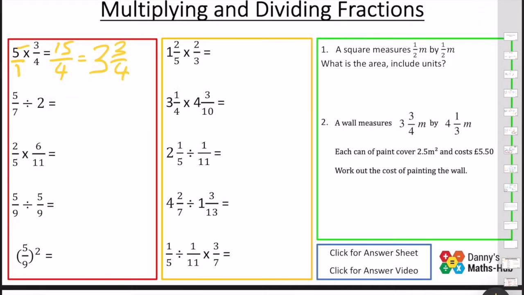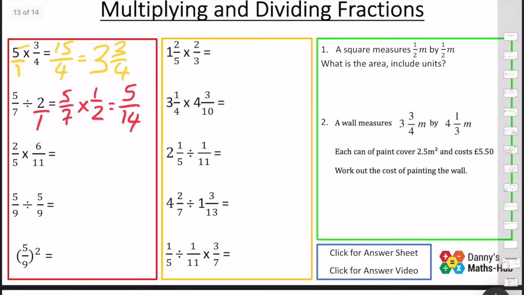5/7 divided by 2. First things first, let's turn this whole number into a fraction. And then we do keep, change, flip. Keep 5/7 the same. Change the sign, flip our fraction. So the reciprocal of 2 is a half. And then we complete as usual. 5 times 1 is 5. 7 times 2 is 14. 5 over 14 can't be simplified. We have our final answer.